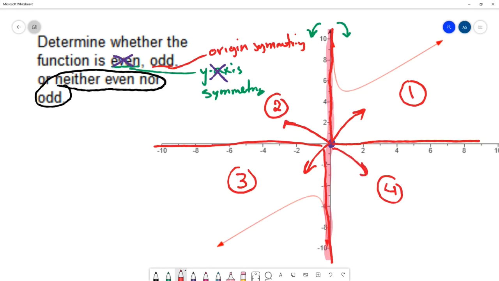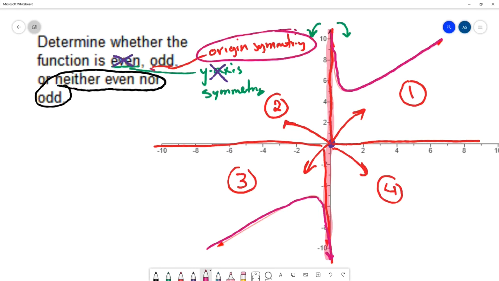If we look at this picture, you can see that in quadrant 1, we have this graph, and there's a mirror image of that over the origin. In quadrant 2, there's nothing. In quadrant 4, there's nothing. That's a mirror image. So this particular graph does have origin symmetry, and we can say that it is an odd function.